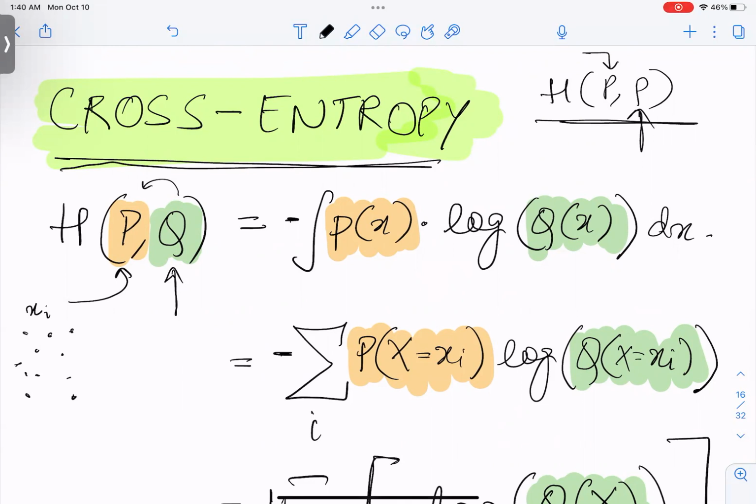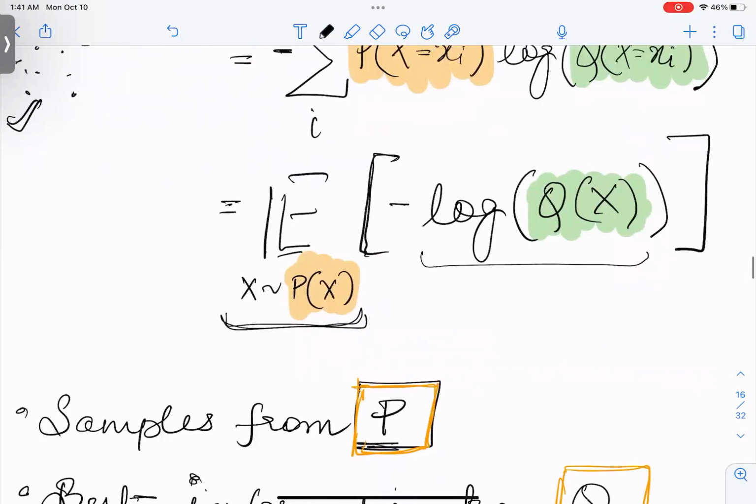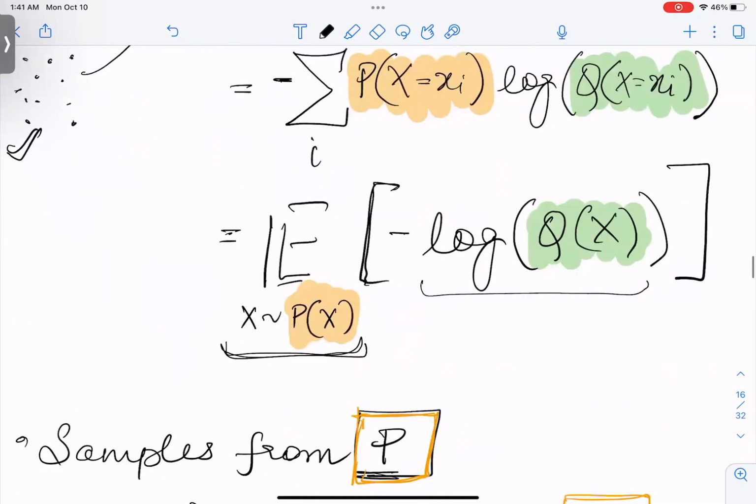So we can formulate q, give it some functional form, and then calculate the information of these data points according to the distribution that we have assumed, that is q. It can be written like this: the first term is the probability, and the second term is the one we are calculating information from. So we can write it as the expectation of the information if we use the distribution q, but the samples are actually coming from the true distribution, that is p. And this is what we know as cross entropy.